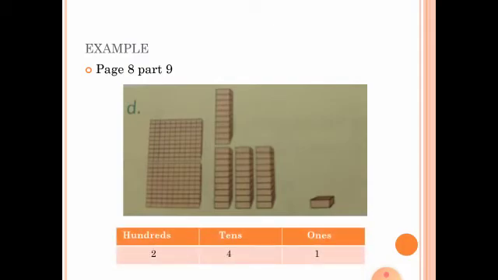It is written in the ones, tens and hundreds columns, in which in the ones column 1 will come, in the tens column 4 will come, and in the hundreds column 2 will come. So collectively we will read it as 241.